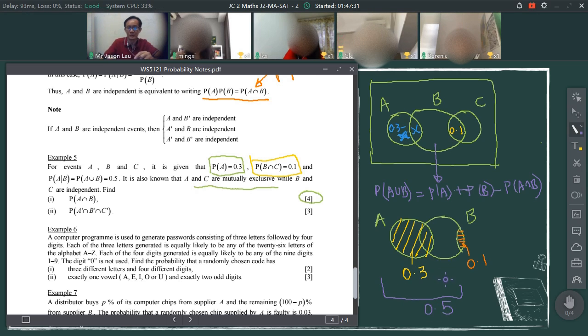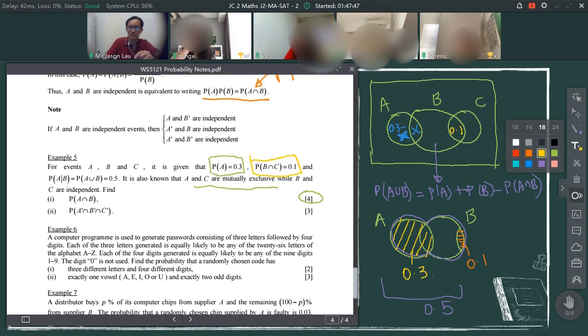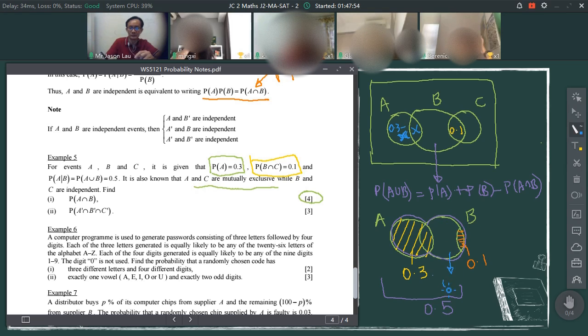Wait, 0.5 is including the orange part, right? Yeah, including everything here, the whole thing. So to get this part, it is 0.5 minus 0.3 minus 0.1, right? Minus 0.1. Can you figure it out? Okay, understand? Yeah, so I get 0.1 here also.